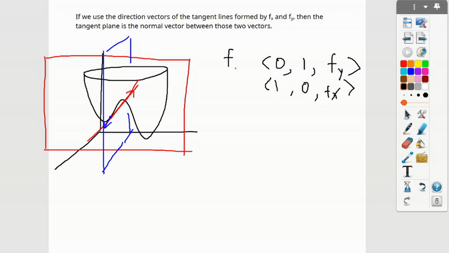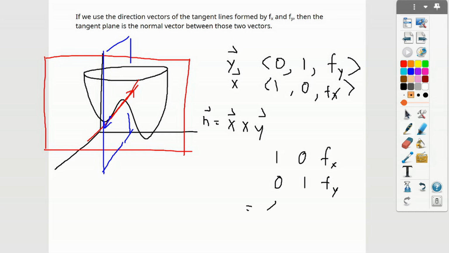So how do we find that? Well, let's say this is y and this is x. Our normal vector is equal to x cross y. We have to cross the two vectors. So what do we get for the cross product of the two vectors? 1, 0, f sub x, and 0, 1, f sub y. We get negative f sub x, I'm just doing the cross product real quick, negative f sub y, and 1. So for every one change in z, we get negative f sub x change in x and negative f sub y change in y.